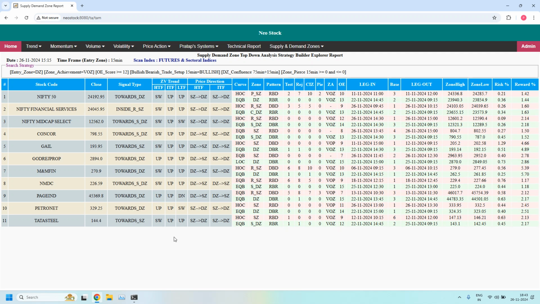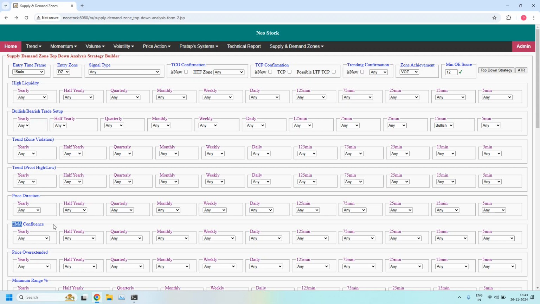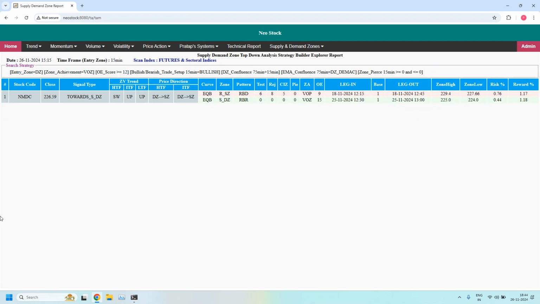If any of these 75 minutes demand zones are having daily EMA confluence, they are even more high probability setup. Let's verify. In the EMA confluence at 75 minutes time frame, 75 minutes demand zone having daily EMA confluence filter enabled, we got one stock. So this is an even more high probability setup supported stock, the demand zone.